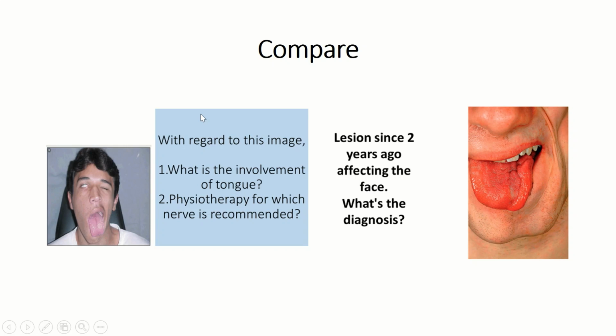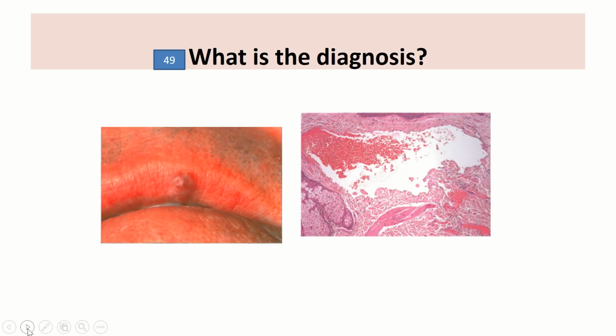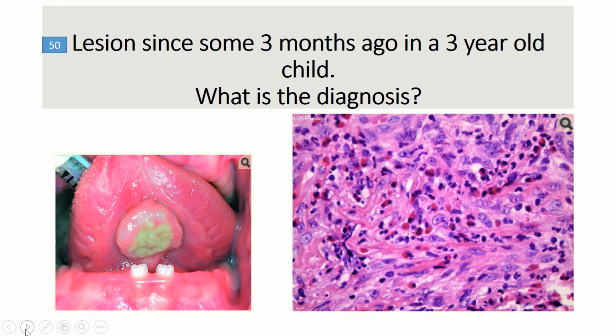Compare these two images. Here is Melkersson-Rosenthal syndrome with seventh nerve palsy, and here is Parry-Romberg. And what you see here is a papular nodular lesion on the lip that in histopathology shows a space-like structure full of red blood cells, indicative of venous lake.